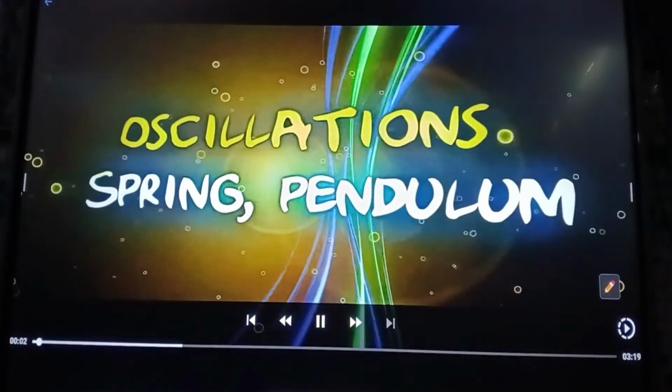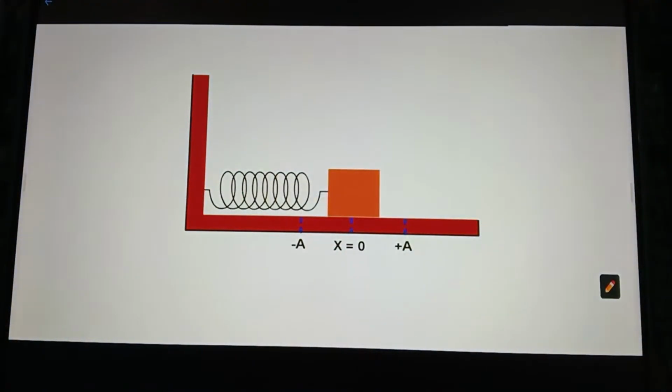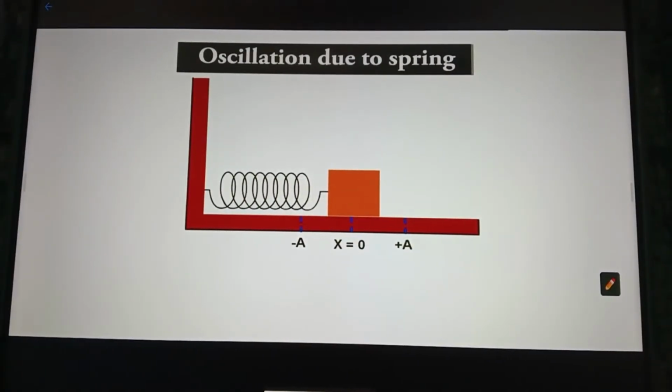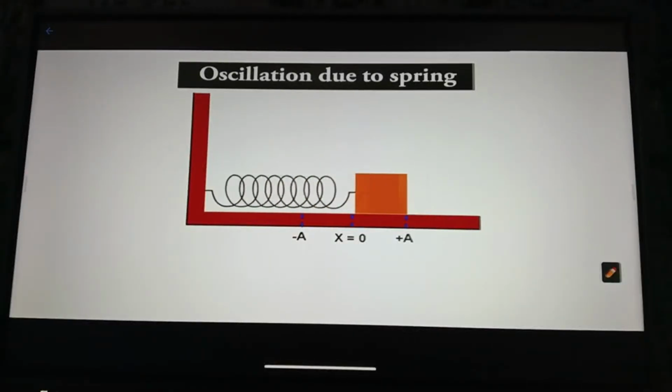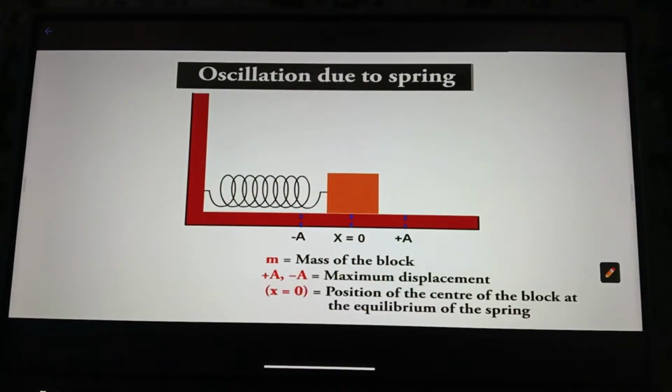Oscillations, spring, pendulum. Oscillations due to a spring, so that it executes to and fro motion, from plus A to minus A, where A is equal to the maximum displacement. X is equal to 0 is the position of the center of the block at the equilibrium of the spring.